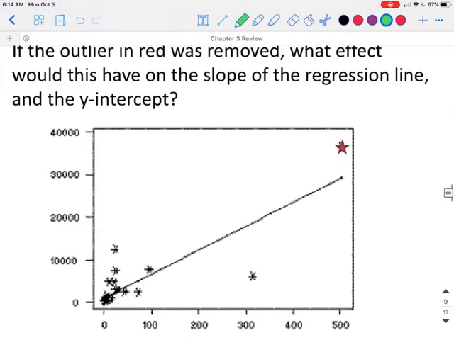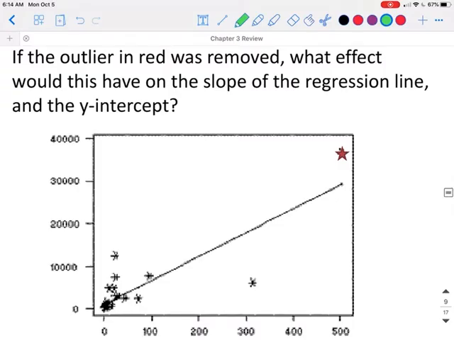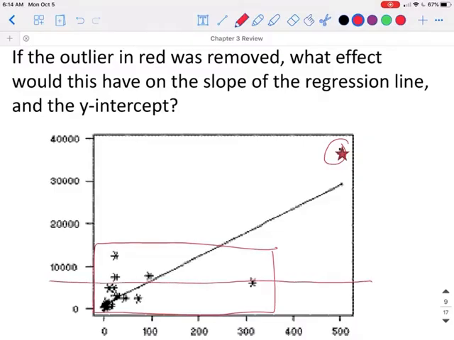If the outlier in red were to be removed, what effect would this have on the slope of the regression line and the y-intercept? If we were to remove this point up here, that red star, that's not going to pull the line up as much. If you notice, all the rest of the points are down here. So our least squares regression line will probably cut through those points. Our slope was much steeper than what we ended up with, so the slope would decrease, but our y-intercept was down here. It has now moved up here, so the y-intercept will increase.